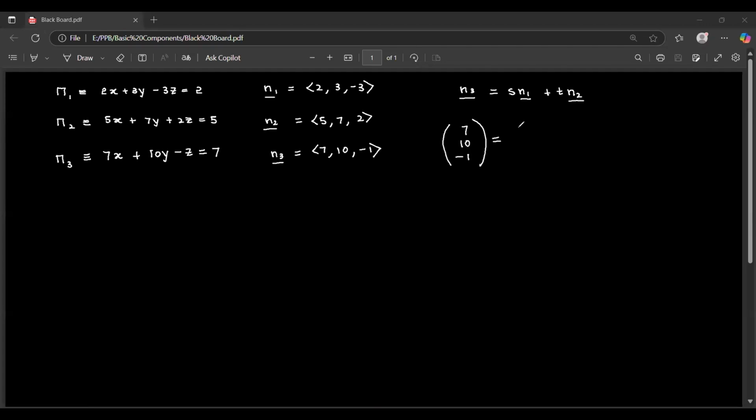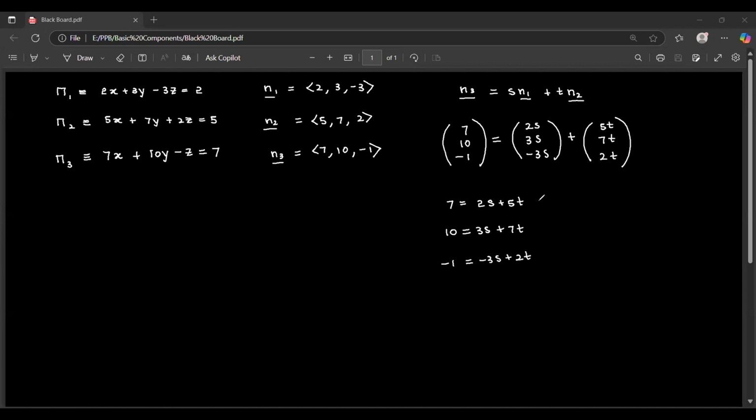And s n1 plus t n2 can be written as 2s, 3s, minus 3s plus 5t, 7t, 2t. Perfect. Now the first equation is 7 equals 2s plus 5t. 10 equals 3s plus 7t. And minus 1 equals minus 3s plus 2t. So this is the first equation, this is the second equation, and this is the third equation.